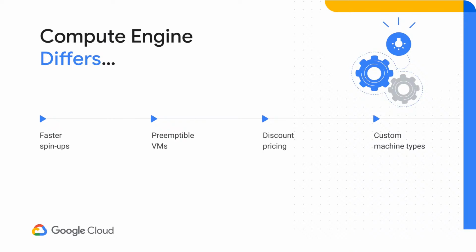The first is spin-up time. It typically takes a Compute Engine instance about 30 seconds to start. An Azure VM instance can take minutes. Azure VM offers temporary instances called low priority instances, and Compute Engine offers similar instances called preemptible VMs. Both provide similar functionality, but they have a different pricing model.